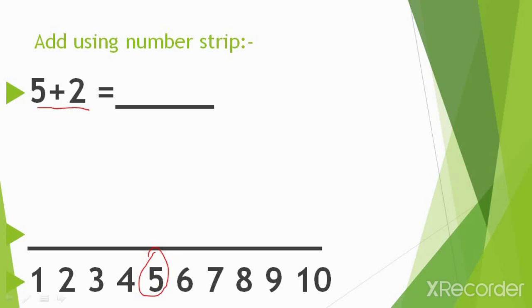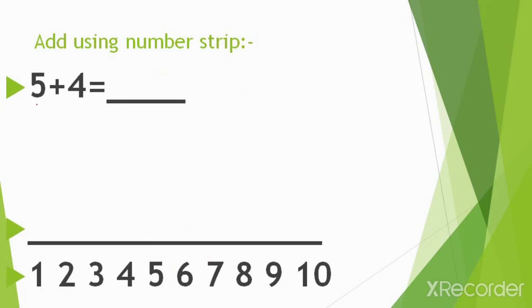And what should we do? We should start counting from number 5 and move 5 plus 2, so 2 steps forward. On which side? On the right side. 5, after that 6 and 7. Where do we reach? We reach at number 7. So what should we write? We should write 7 in the given box. This is the way we add using a number strip. Okay?